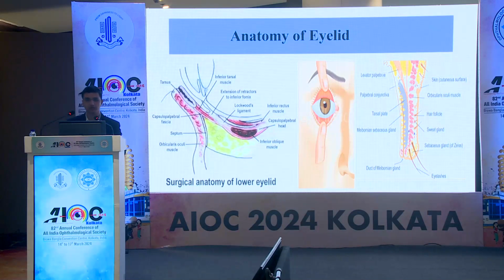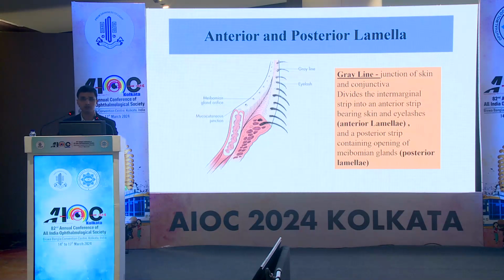So the major differentiating feature between the upper eyelid and the lower eyelid is the presence of the capsulopalpebral fascia in the lower eyelid, which is replacing the LPS muscle present in the upper eyelid. The most important concept for a reconstructive surgeon is the presence of the gray line, as we all know, which is the junction of the skin and the conjunctiva. It divides the intermarginal strip into the anterior lamella, which bears the skin and the eyelashes, and the posterior strip, which consists of the openings of the meibomian glands.